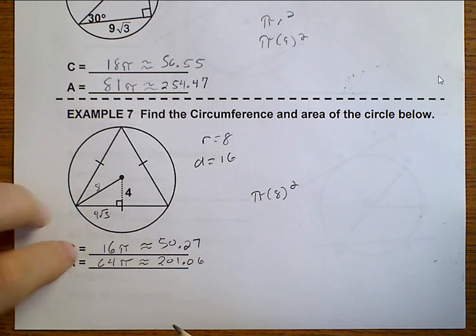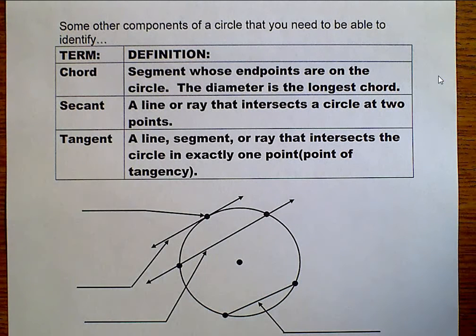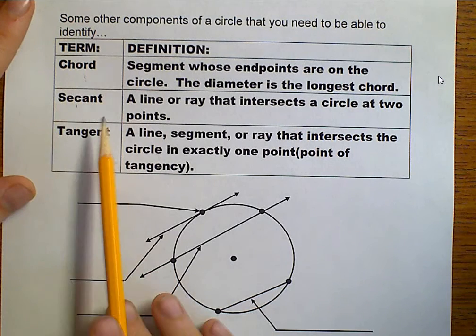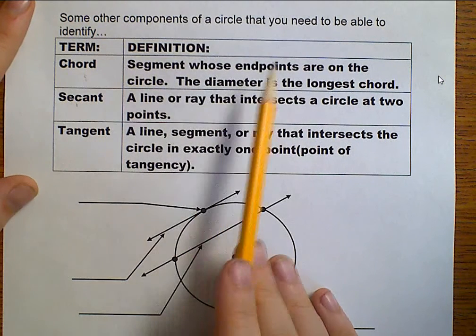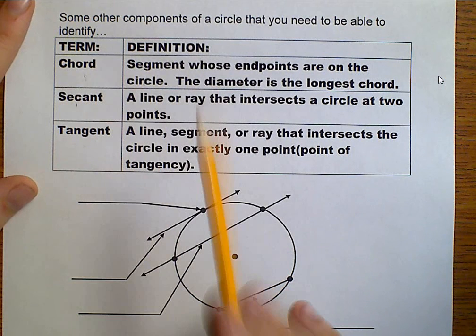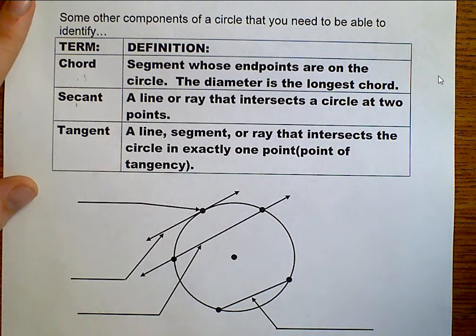Okay. Moving on to some more definitions. Well, here are some words that are important. They relate to circles, and we're going to talk about them briefly now. We will use them more later. We have chords, secants, and tangents. Well, a chord is any segment whose endpoints are on the circle. Diameter happens to be our longest chord. So if you see the diameter, it is a chord. It's just a special chord.